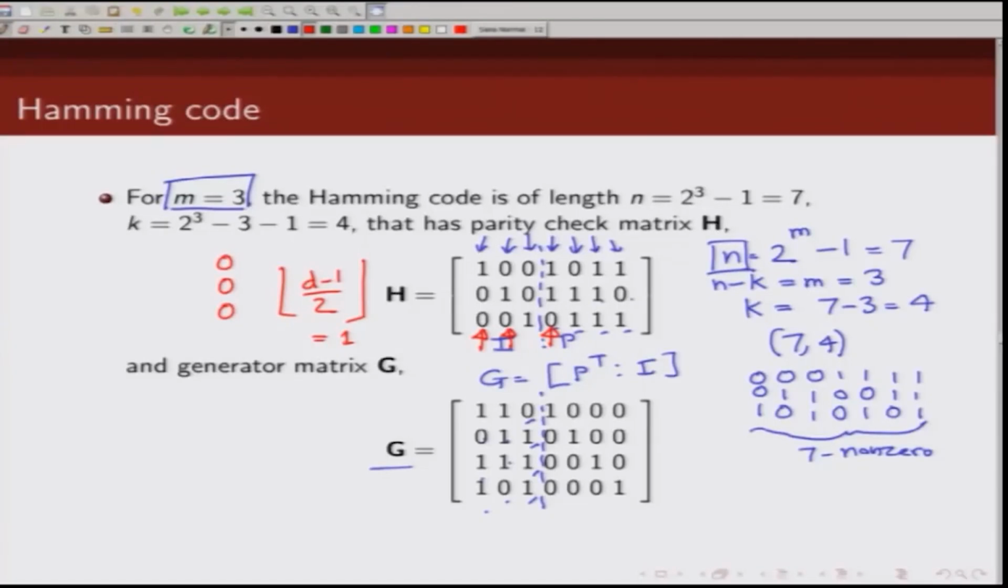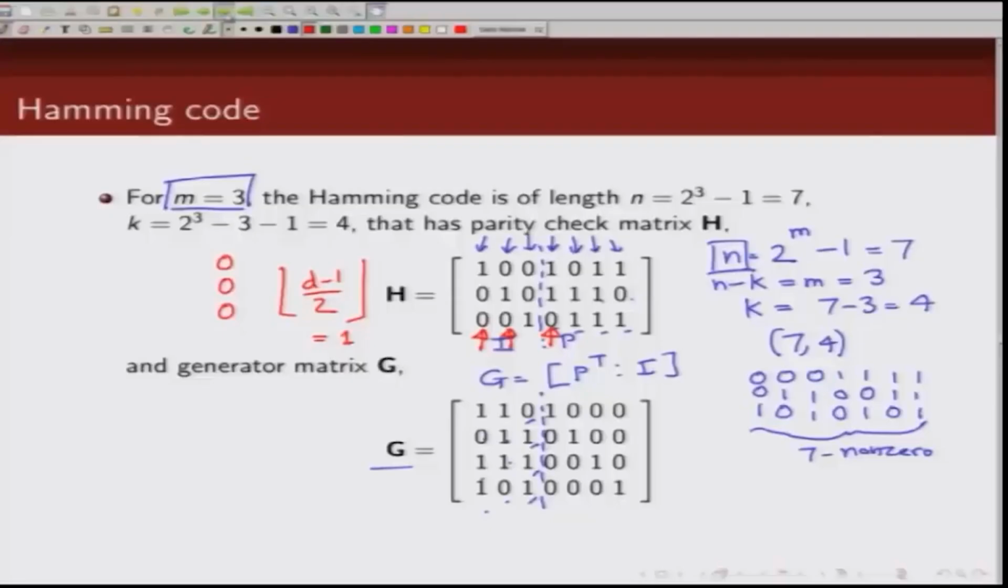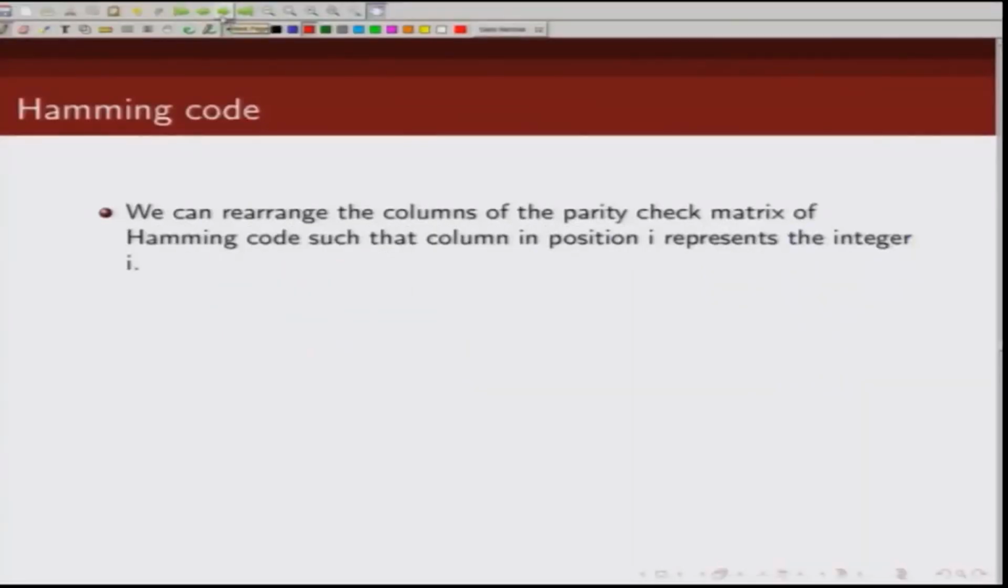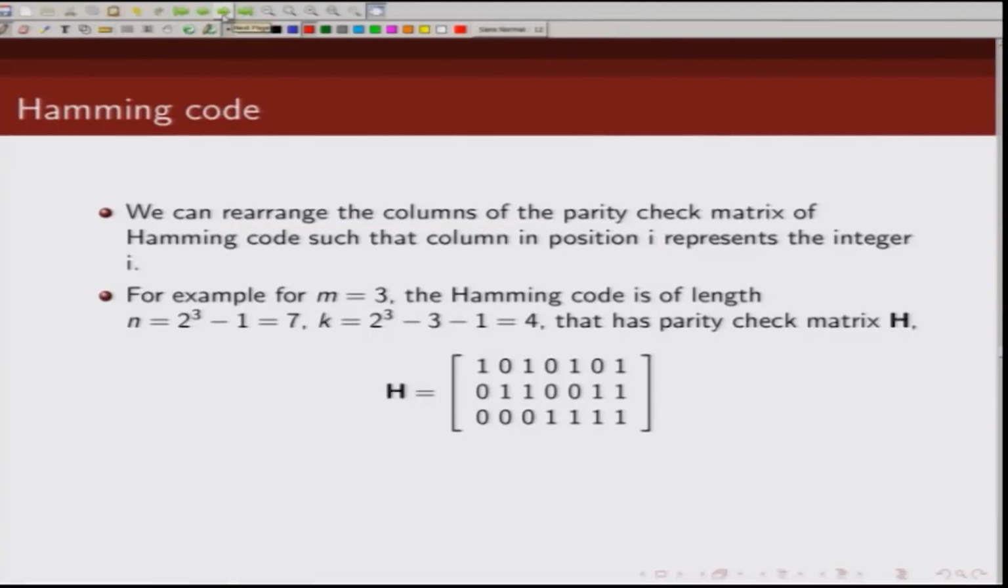So, let us see how we can use Hamming codes to correct a single error. The first thing we will do is rearrange the columns of the parity check matrix of the Hamming code such that the column in position i represents integer i. As we said, the parity check matrix of the Hamming code consists of all non-zero m-tuples. So, we will arrange them in such a way that the ith column represents the number i. Now, what do I mean by that?